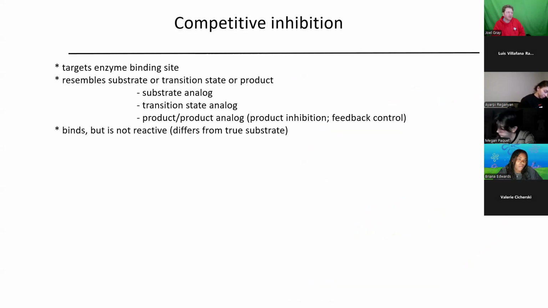To visualize a competitive inhibitor, I think that it's the inhibitor that is most palatable to understand, because what is it going to look like? It's going to look like the substrate. It's going to look like an enzyme's natural substrate.